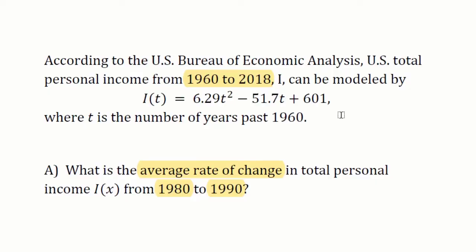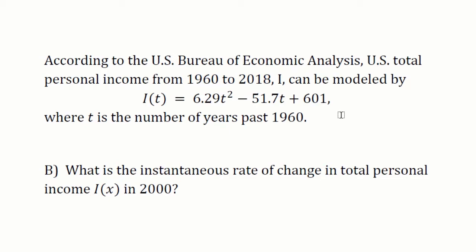All right, so now we're done with part A. Let's now look at part B. So the same function there and the same beginning description. Again, I apologize for the typo: it's supposed to be I of t instead of I of x as written here. We're looking at the same exact modeling function in a time period from 1960 to 2018, and again t means the number of years past 1960.